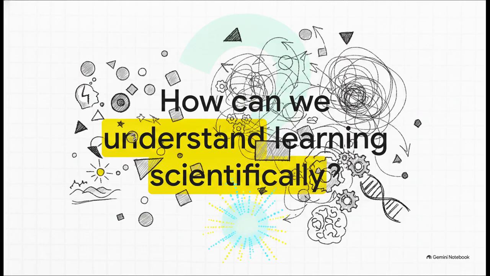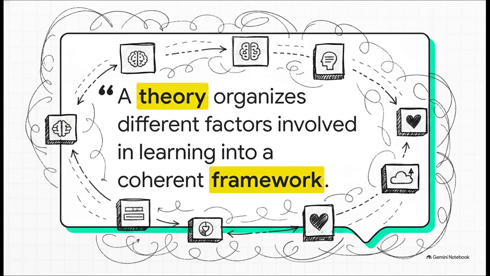So we arrive at a massive central problem. If learning is so wildly complex and so heavily influenced by psychological, environmental, and biological factors all at once, how can psychologists possibly understand it scientifically? How do we move beyond just making random, isolated observations to actually grasping the mechanics of the mind? Well, the answer is that we desperately need structured frameworks.